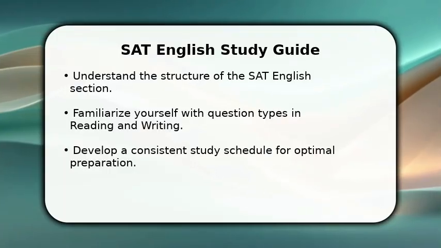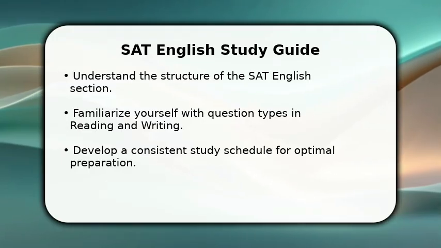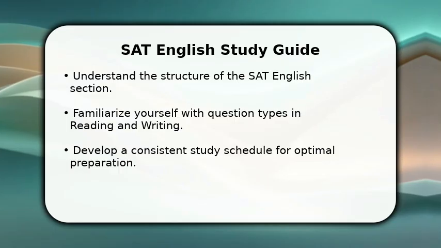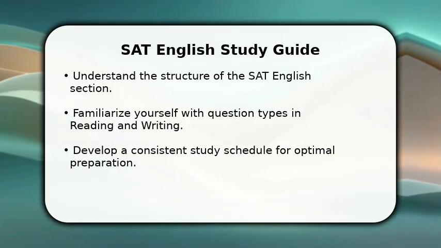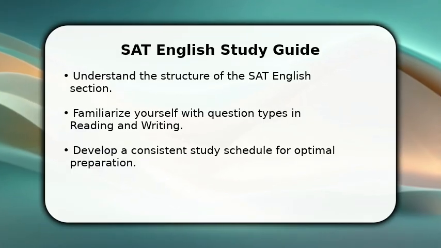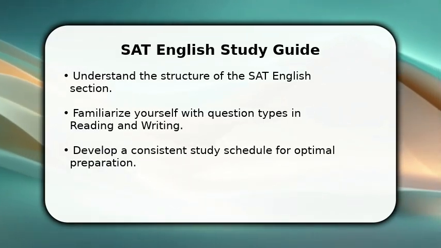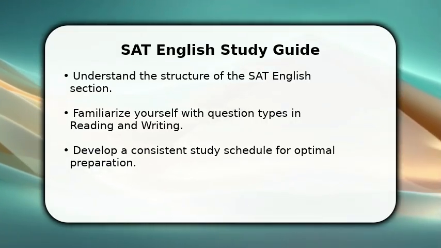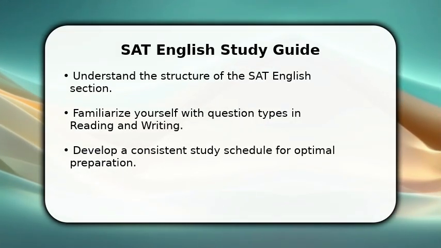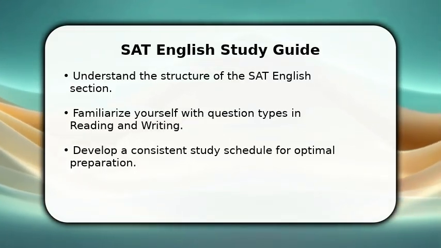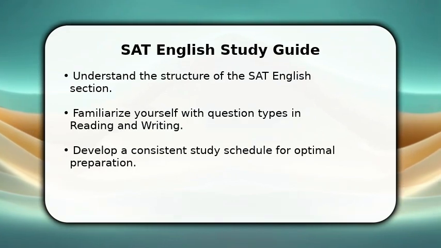In this video, I will explain how to study for the SAT English section. First, understand that the SAT English section comprises two main parts, reading and writing and language. The reading section has 52 questions, and the writing and language section has 44 questions. You will have 65 minutes for reading and 35 minutes for writing and language. A solid study plan, focusing on both content and strategy, is crucial for success.